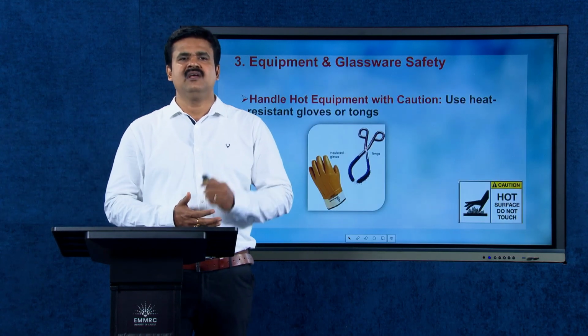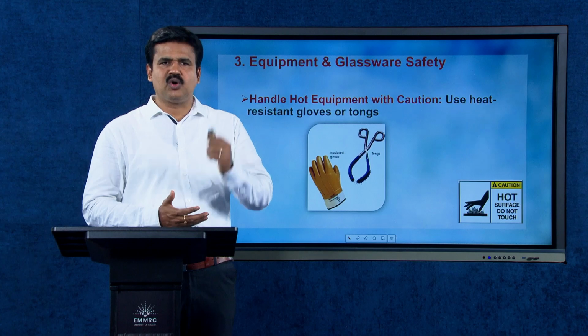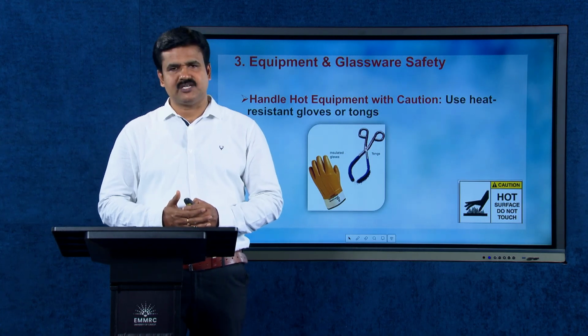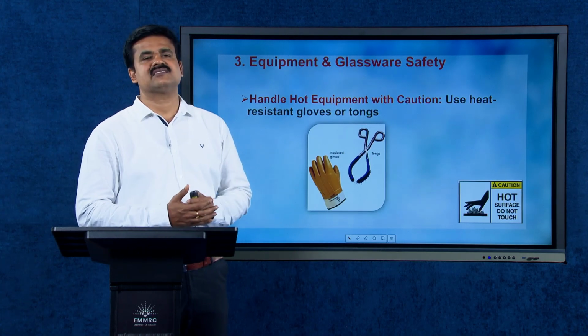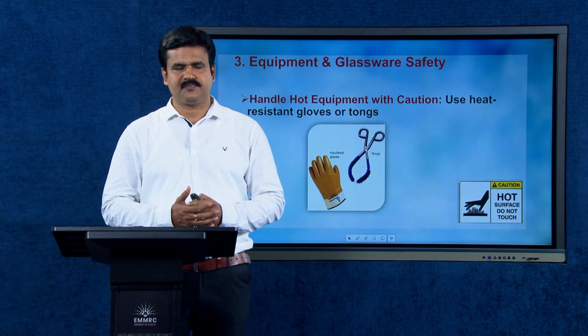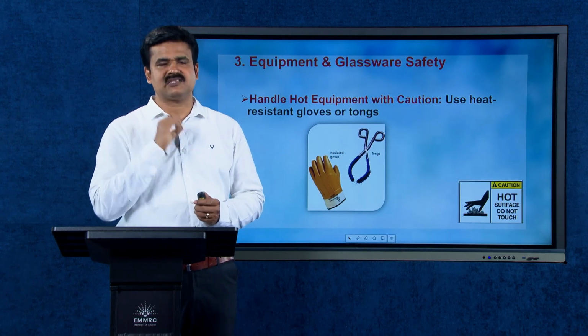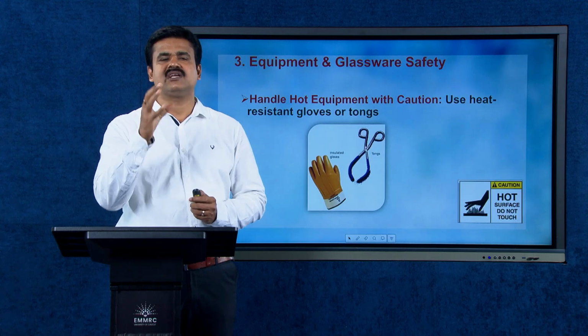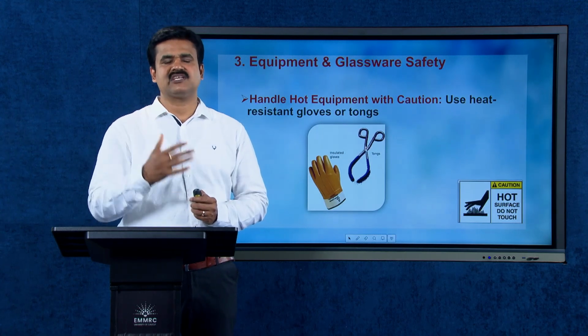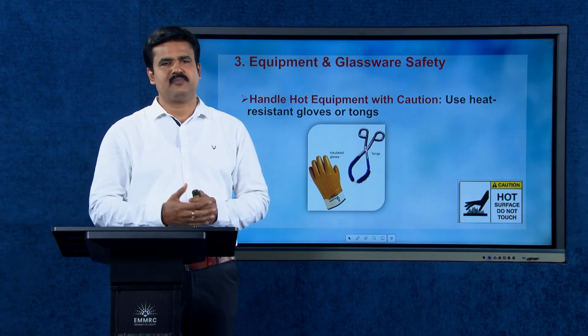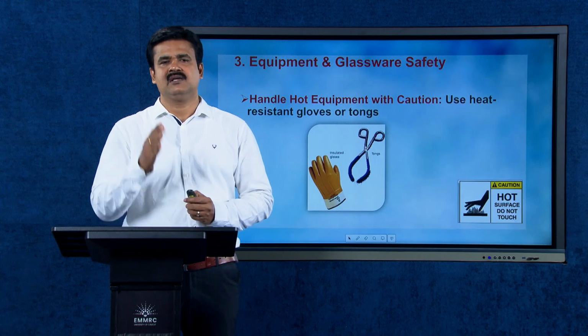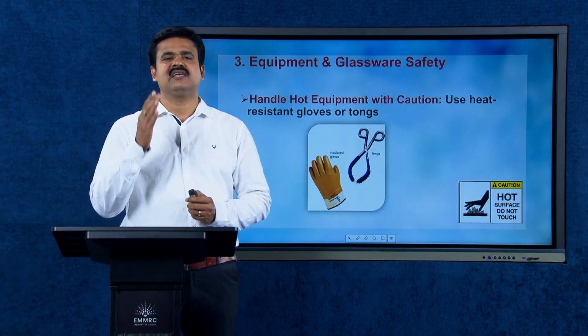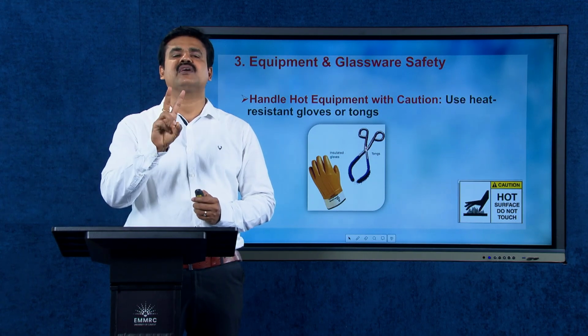Now, handle hot equipment with caution. Use heat resistant gloves or tongs. Don't touch the hot surface directly, or don't try to take a hot glassware, a hot test tube or hot equipment directly. You have to use safety gloves or heat resistant gloves, or you can use tongs.